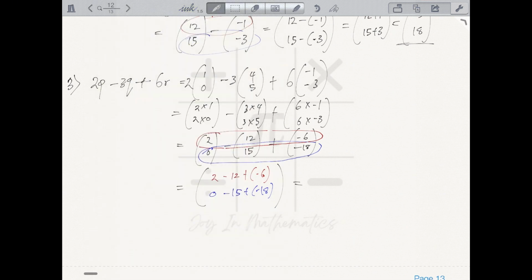So with this done, we can simplify and say what is 2 minus 12 plus minus 6, and this will give us minus 16, and 0 minus 15 plus minus 18 would give us minus 33. Now we can see how all this is combined together. 2P minus 3Q plus 6R will result into a single vector of minus 16, minus 33.